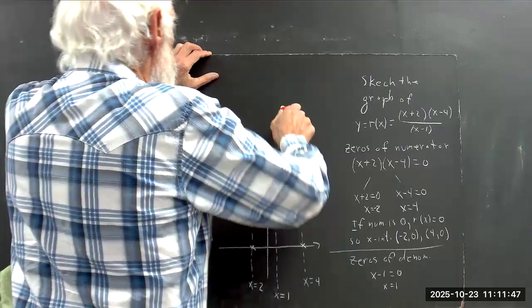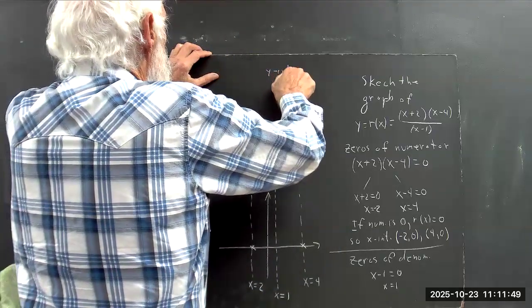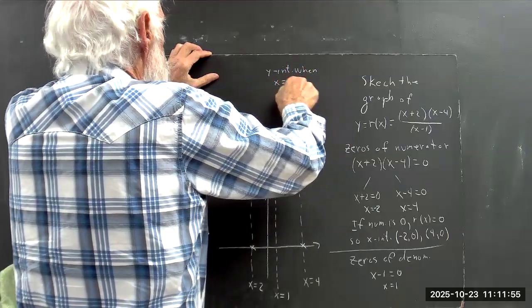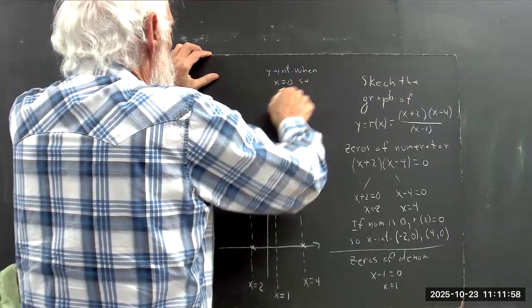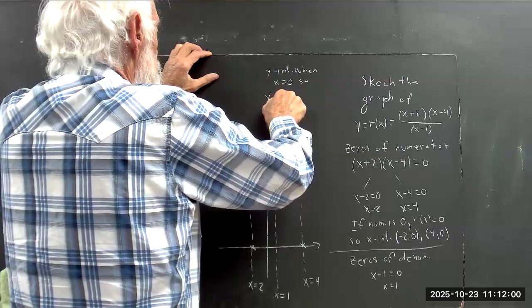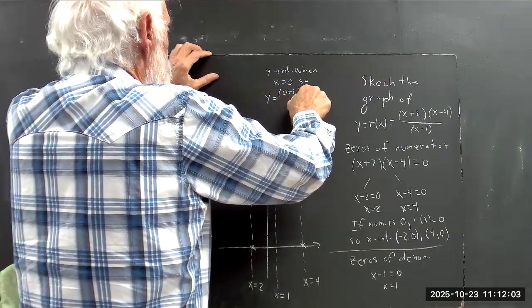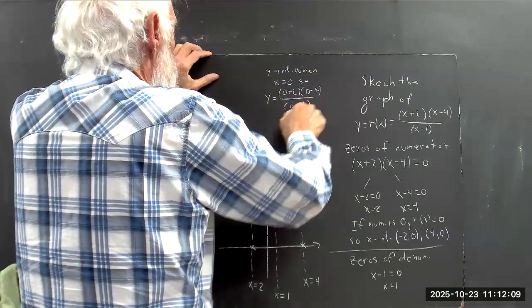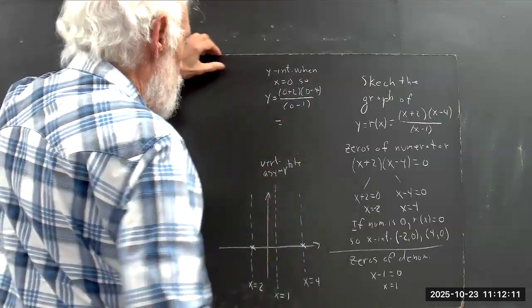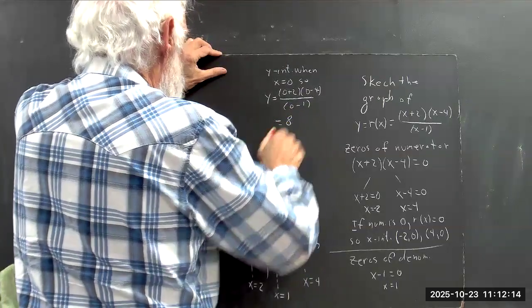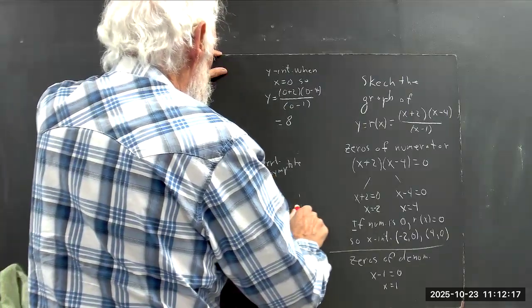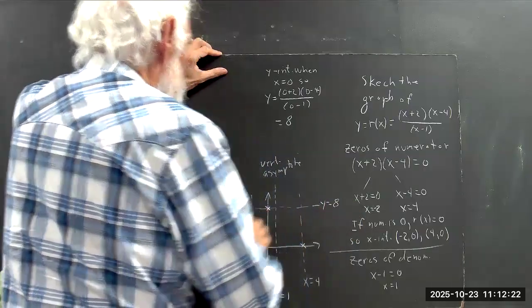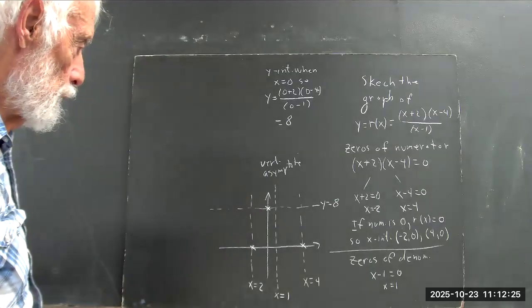Also then, the y-intercept occurs when x equals 0. So we get y equals (0 plus 2)(0 minus 4) over (0 minus 1). Well, it's easy to work that out. That's just 8. So the y-intercept occurs on the line where y equals 8, and it occurs at the point where that line intersects the y-axis.